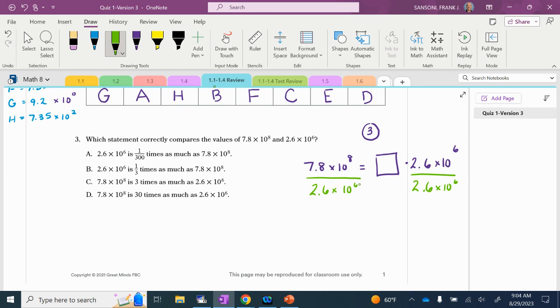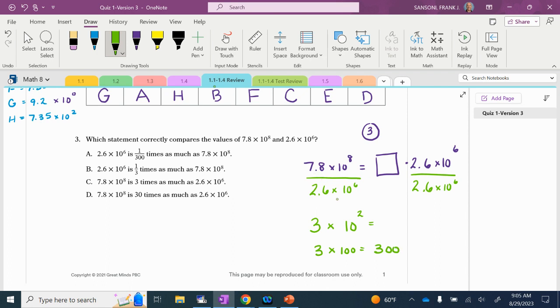So now I just have to do the math. What is 7.8 divided by 2.6? It goes in evenly. How many times does 2.6 go into 7.8? Three times exactly. That's correct. And then remember this is division. I've got 10 to the 8th on top. I've got 10 to the 6th on bottom. Do I have more 10s on top or on bottom? On top. How many more do I have on top? Two. So then what is 3 times 10 squared? It's 3 times 100, which is 300. Okay, so I'm going to work with 300.